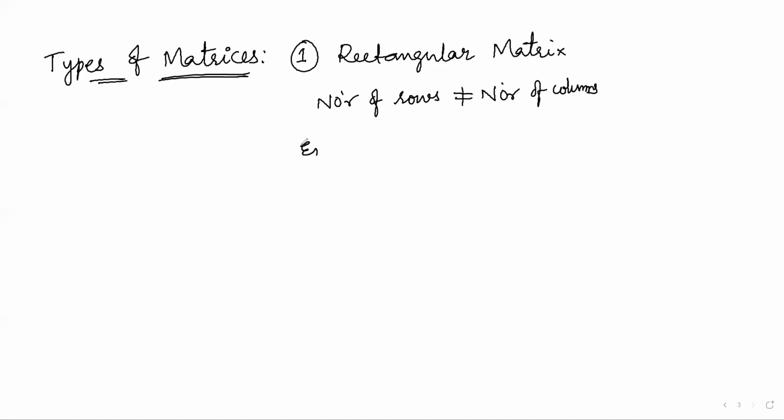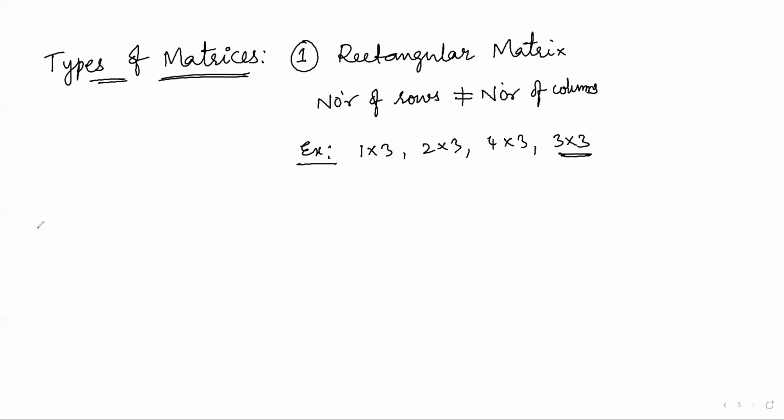For example, 1 by 3, or 2 by 3, or 4 by 3. The maximum order of matrix that we deal with is 3 by 3. Only 3 by 3 matrices we deal with. 4 by 3 and so on are not there, but just for the sake of writing, we are writing. So that is a rectangular matrix.